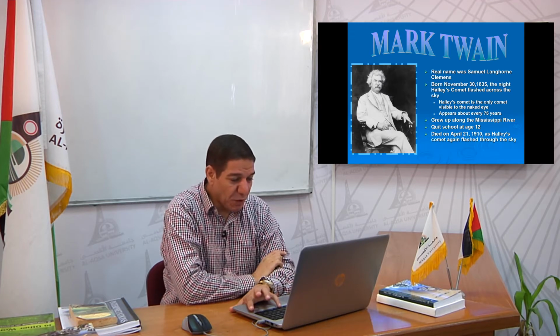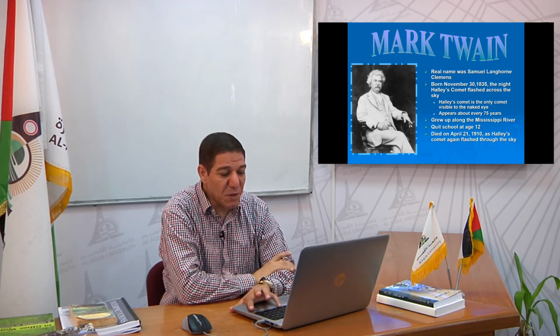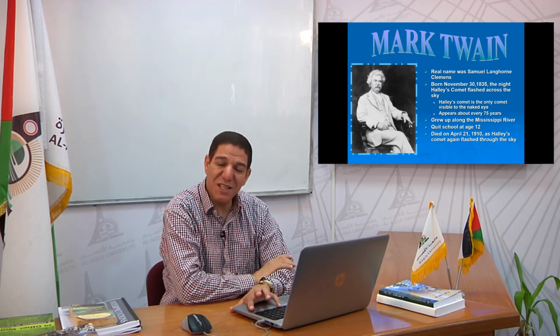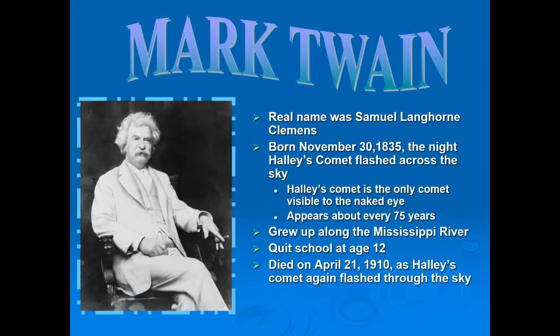He grew up along the Mississippi River, quit school at age 12, so he is a self-taught literary figure. And he died on April the 21st, 1910, as Halley's Comet again flashed through the sky. So what a coincidence.